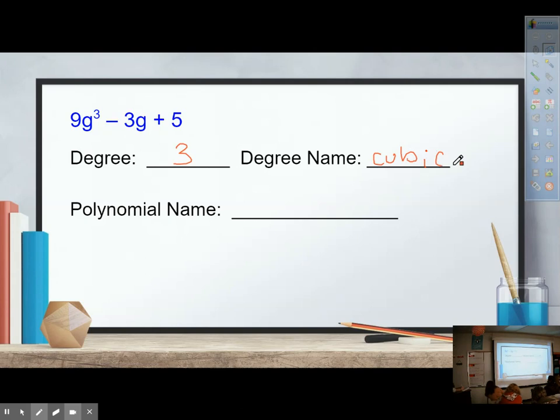And then, Allison, how many terms does it have? 3. Has 3 terms. Do y'all agree that it has 3 terms? Yeah, 9g to the third minus 3g plus 5. All right, so Rebecca, what type of polynomial is that with 3 terms? Trinomial. It's a trinomial. Awesome.